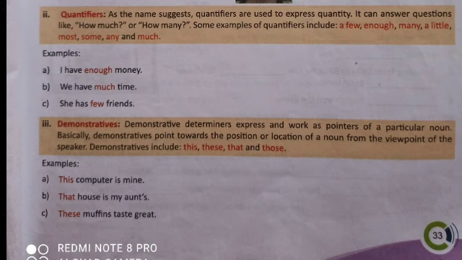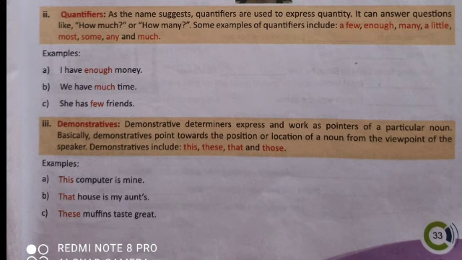This, that, these, those. This computer is mine. Here it is pointing, pointing the computer using demonstrative determiners. We are pointing at that computer. This computer is mine. That house is my aunt's. These muffins taste great. So demonstrative determiners point towards the position or location of a noun, and they include this, that, these, those.